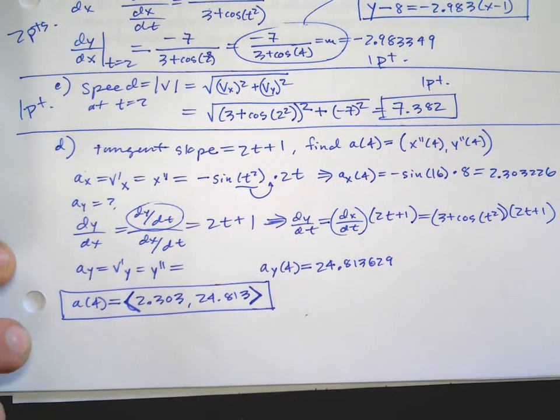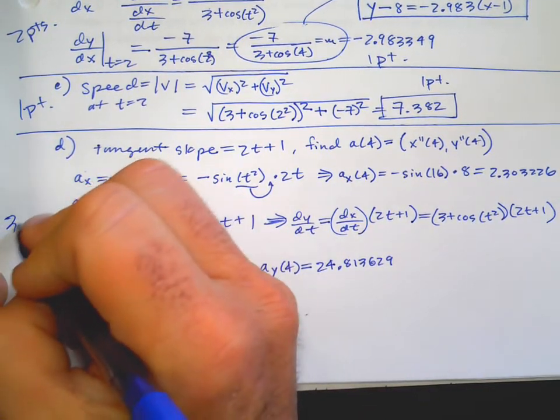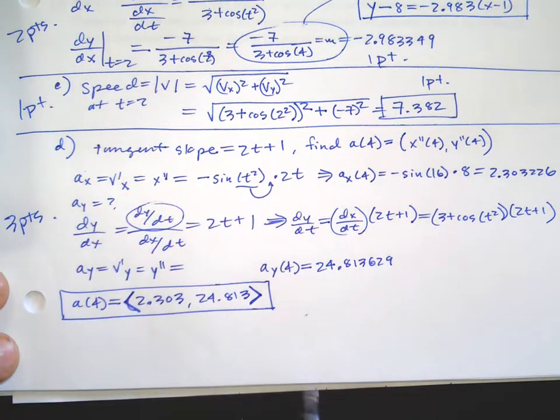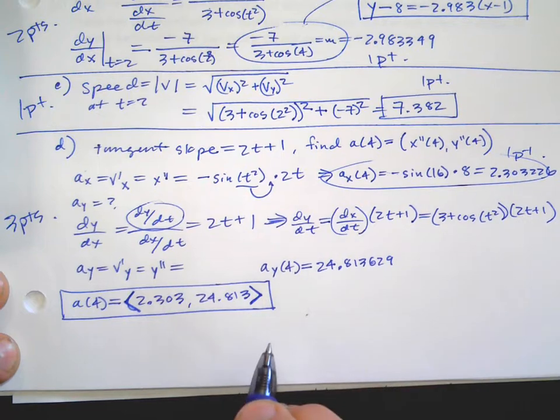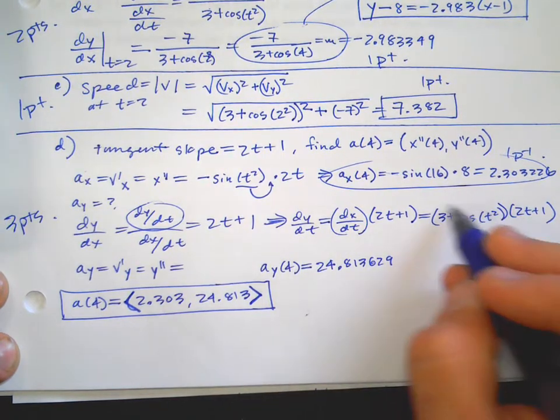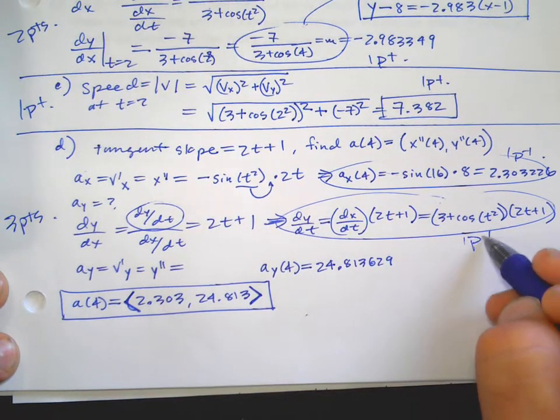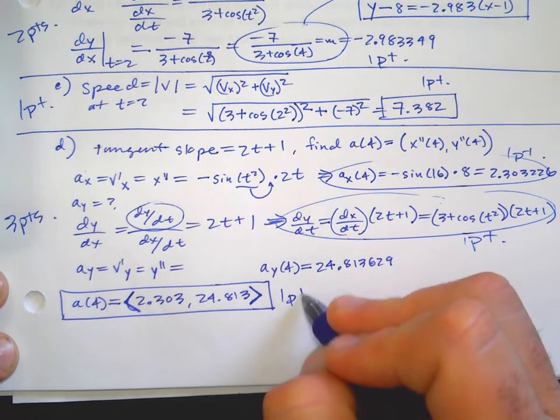So this was worth 3 points. 1 point for getting velocity in the x direction. 1 point for getting this expression for dy dt. 1 point for getting your final answer correct.